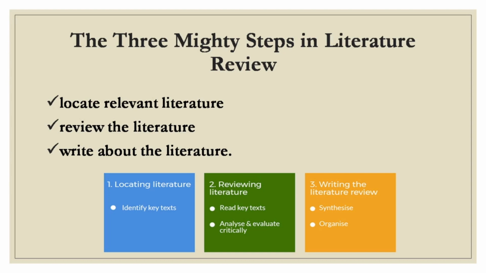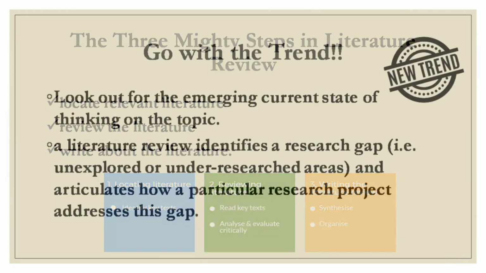What's that? Writing about the literature. So now you have come to a point. First, you have identified the key text, you have read it line by line, you have analyzed it, and you have evaluated it very critically. And now you are going to jot down. You are going to synthesize all the ideas analyzed, and you are going to organize it very efficiently. So these three steps in literature review will help you a lot. Please go systematically. It will help you.